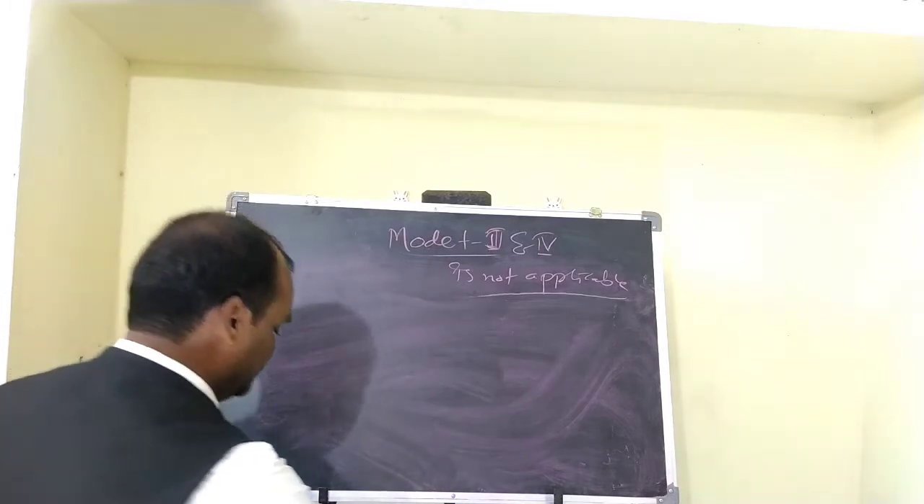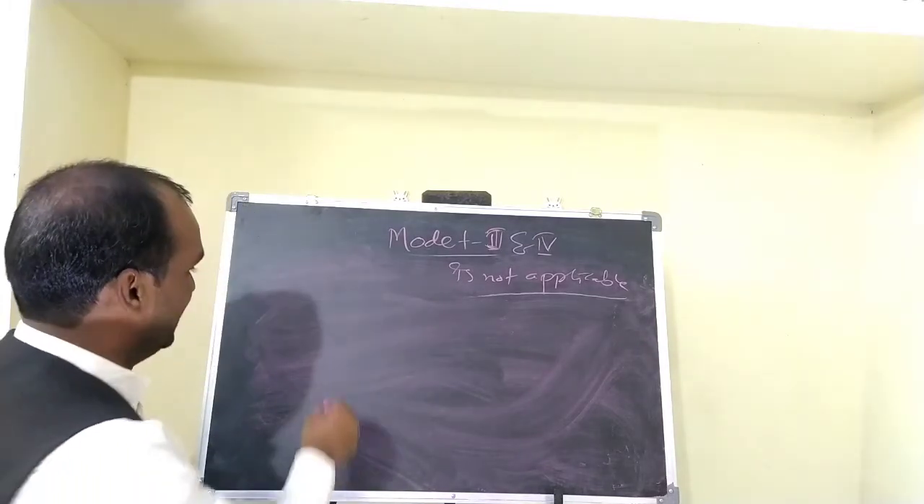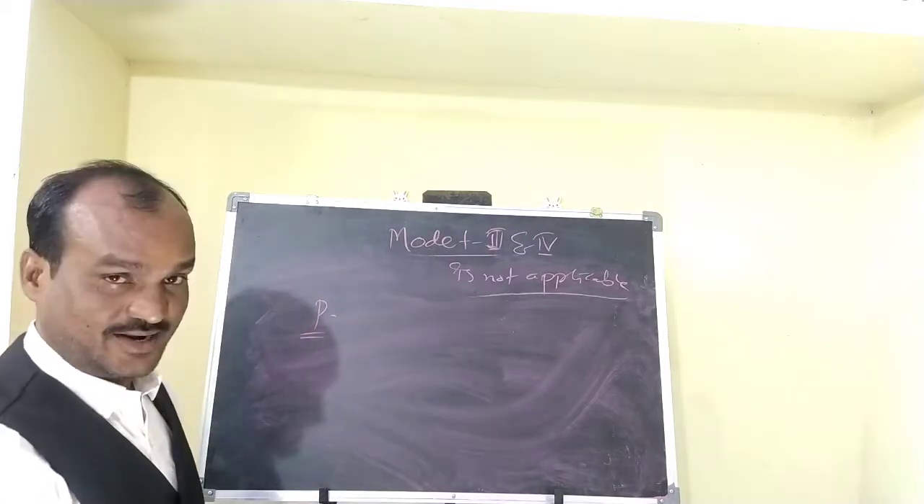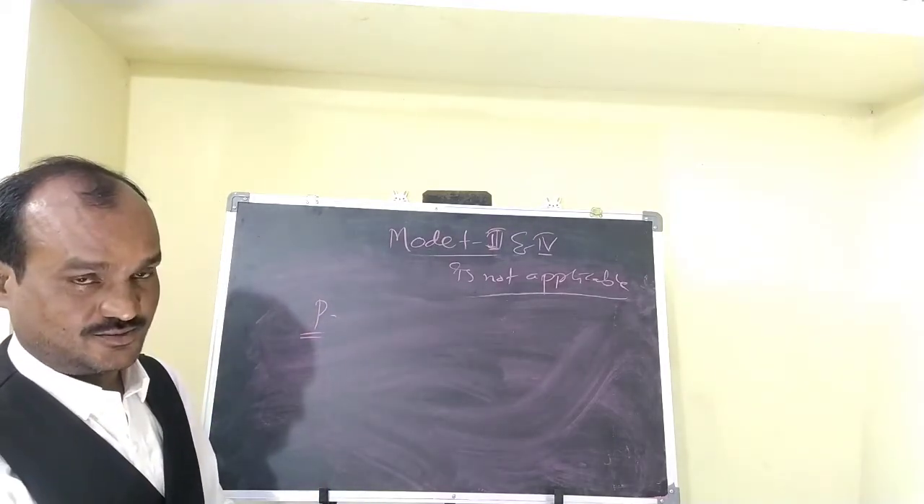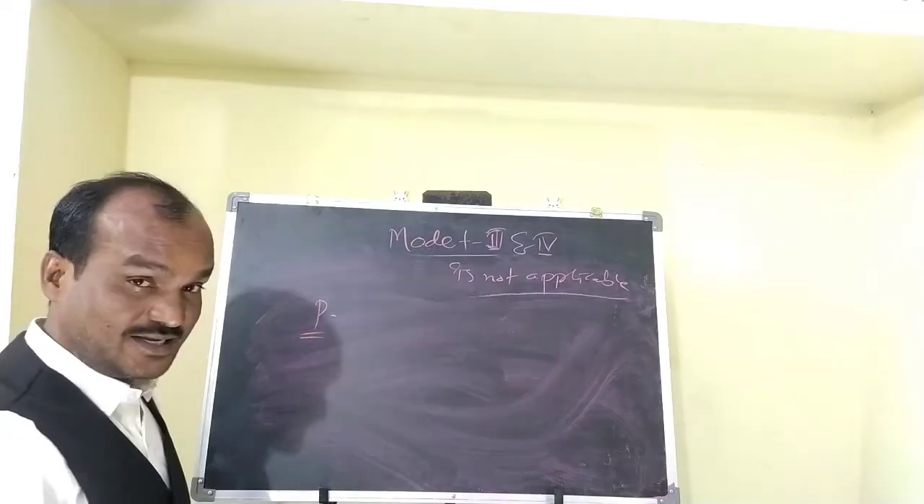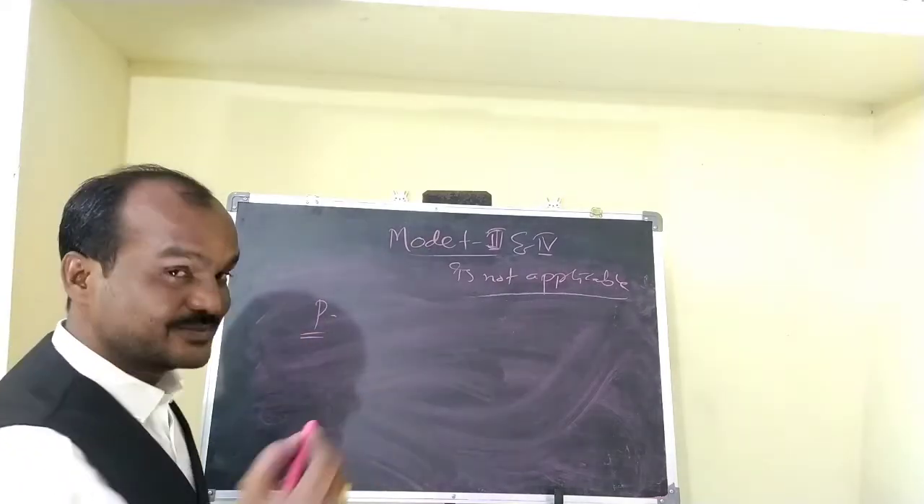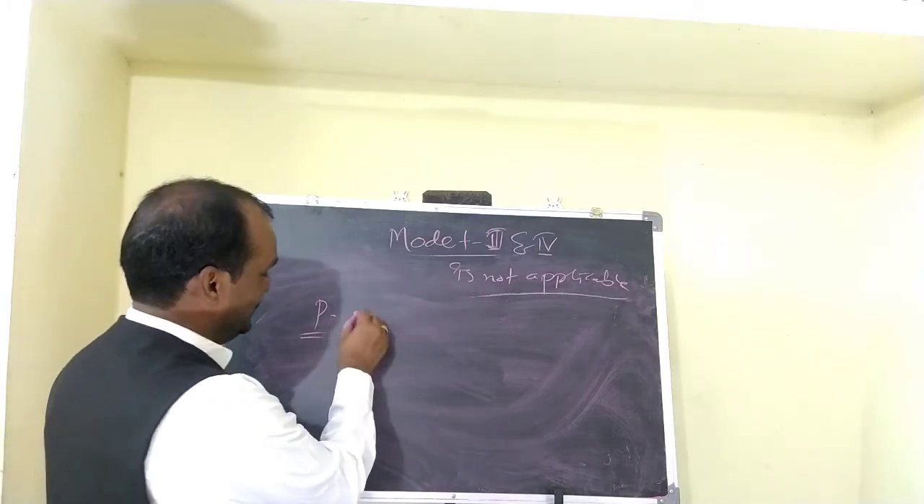If positive degree is given, we can change it into comparative degree. If comparative degree is given, we can change it into positive degree. How, we'll see. That comes under model 4, right? You see.